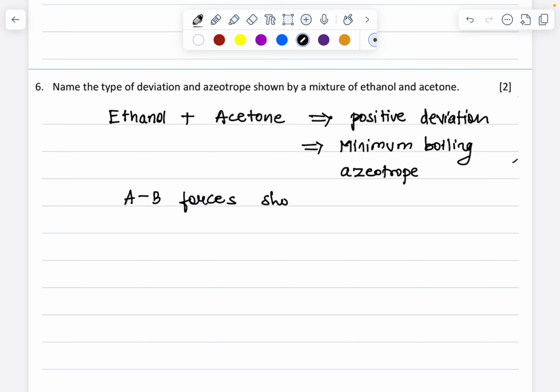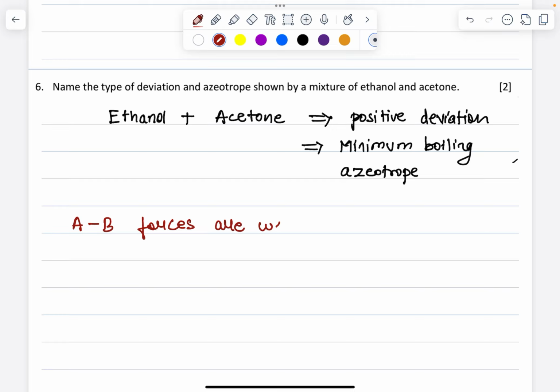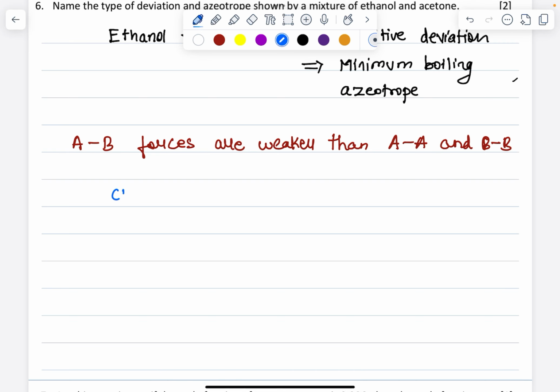This is not something which you have to write. I'll use a different color. I am just explaining the concept, where AB forces are weaker than AA and BB forces. Now what is the AA force? You consider the ethanol and the ethanol.